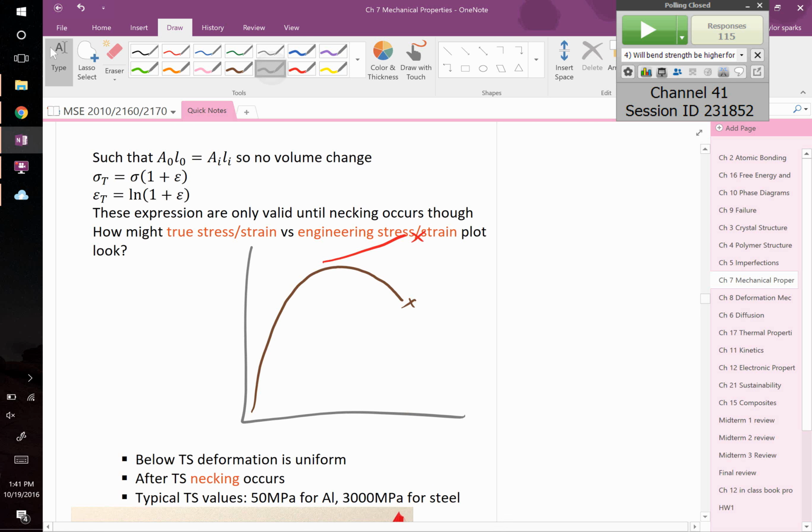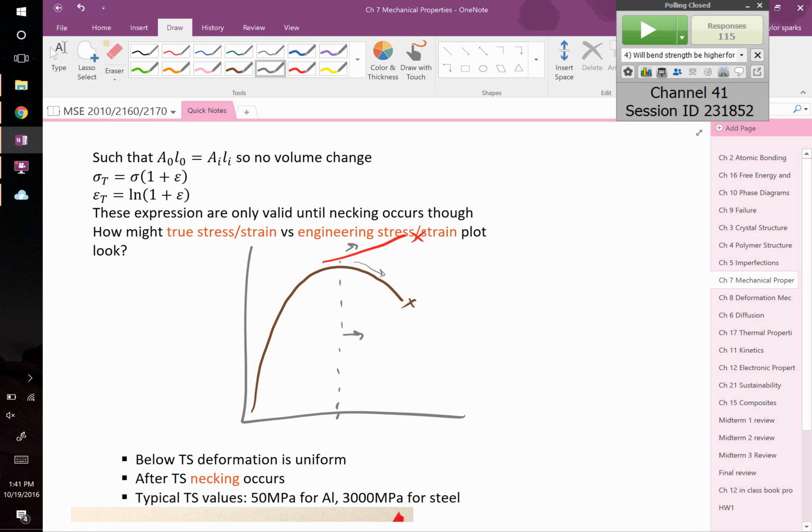It means the following. At this point, if you want to get a little bit more strain, you've got to add a little bit more stress than you had before. For every little bit more strain you get, you have to add a little bit more stress. That means it's stronger. It's getting harder and stronger. It's called cold working, and we'll come back to it later. Whereas the plot without taking into account the instantaneous area looks like it's getting easier and easier to pull it apart. There's less force, but it's just because the area is radically reducing.